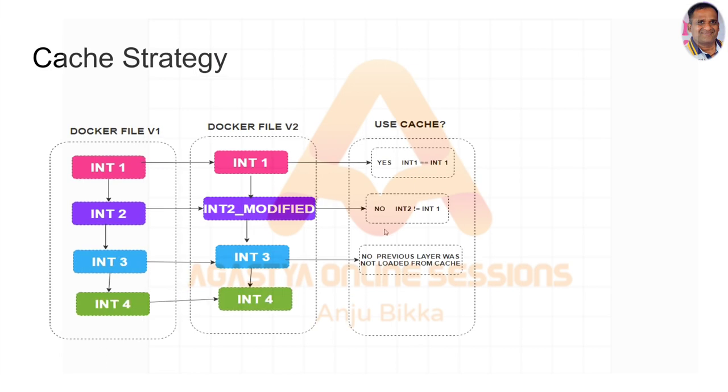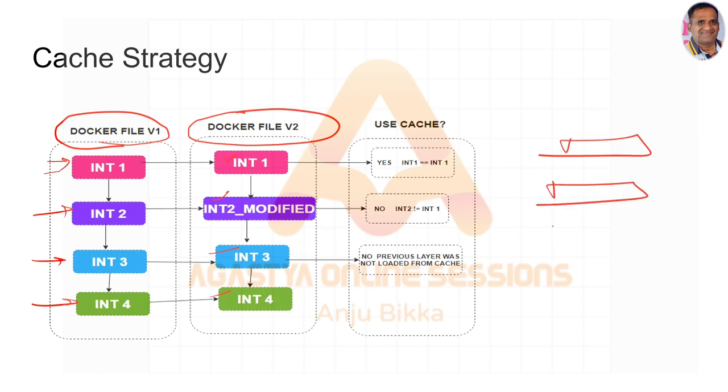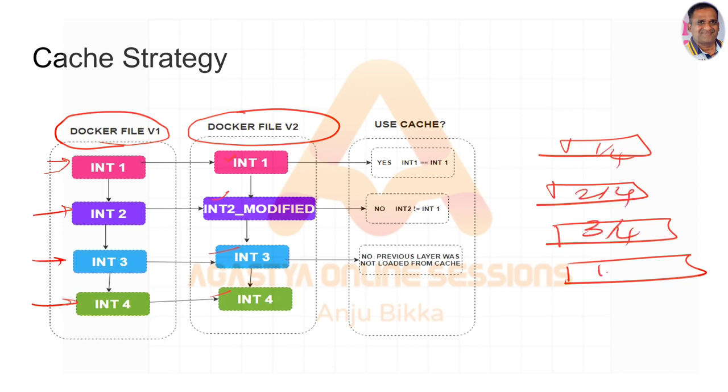What is the strategy? How does this caching work? If we see the cache strategy mechanism here, this is Docker file one. In this Docker file, this is the first instruction, second instruction, and third and fourth instructions. When we are preparing a new Docker file, then we have instruction one. Instruction two is not the same as in Docker file one; instruction two is modified. Then instruction three, instruction four. When we are preparing an image by using the Docker file, these layers are going to be cached: layer one, layer two, layer three and layer four. So this is 1 of 4, 2 of 4, 3 of 4, and 4 of 4.